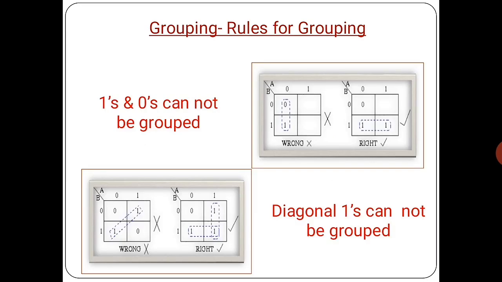So now the grouping rules. First, we may group only 1s or we may group only 0s. We may not group 1s and 0s together. So we are not grouping any 0s and 1s, we can group only 1s or otherwise only 0s. And also the diagonals of 1s cannot be grouped, the diagonals are not acceptable.